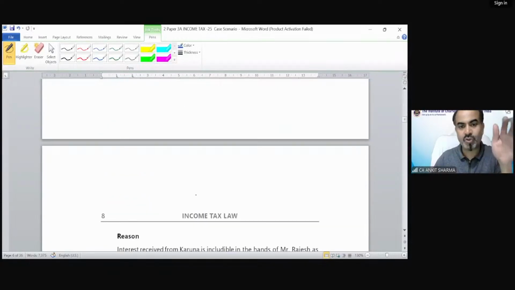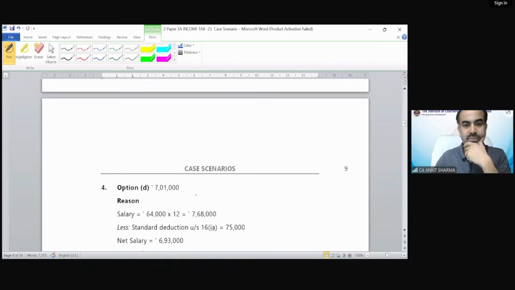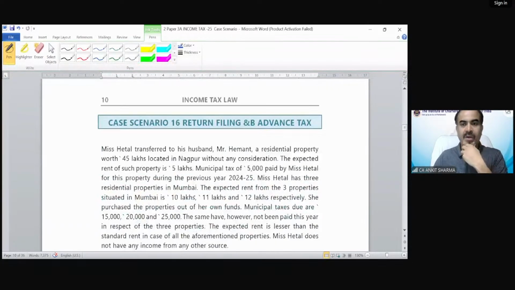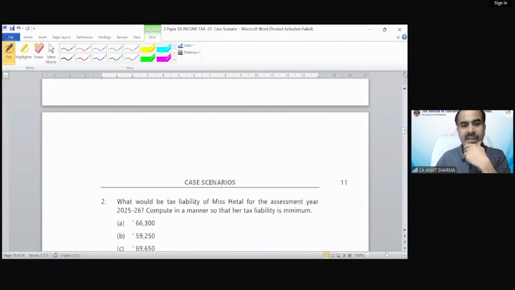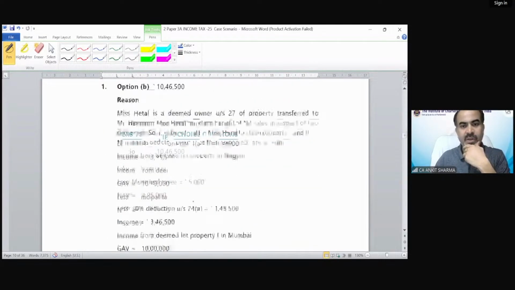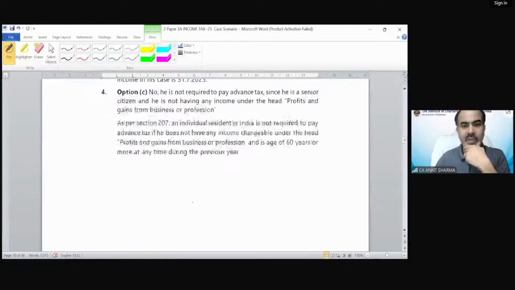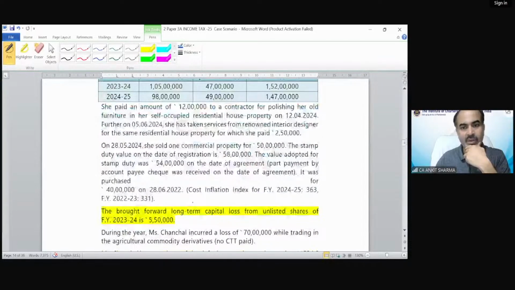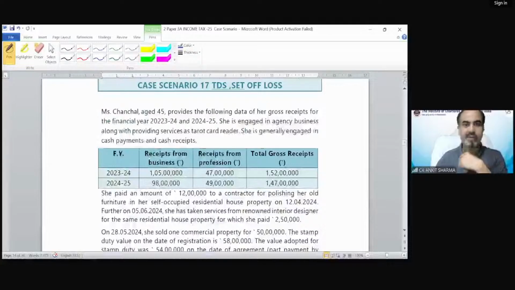They have the solution also. This is for return filing and advance tax. We will take that in next session. Then we have our case scenario. That is for TDS, set off and loss. Yes, this is for us. We will solve that question.